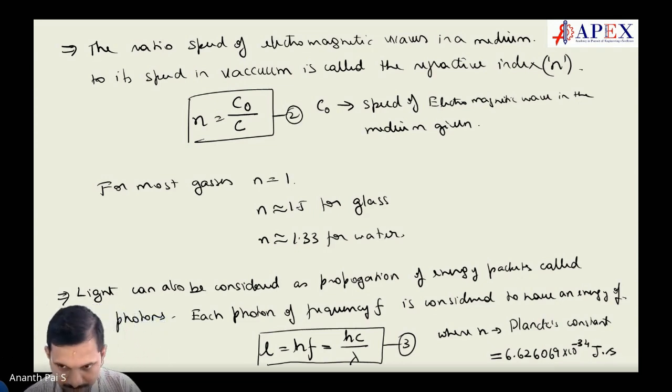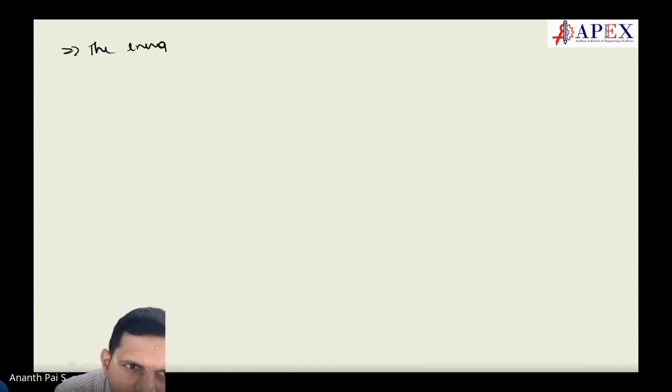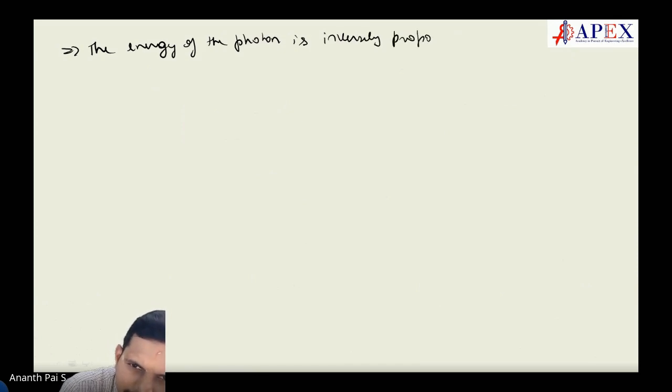Okay. Next. These are all simple things to know, right? PUC stuff. Okay. Another one. The energy of the photon is inversely proportional to its wavelength. This is important to understand.